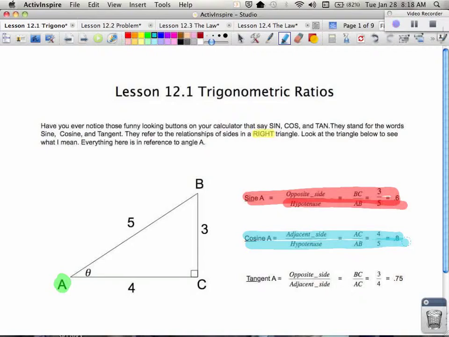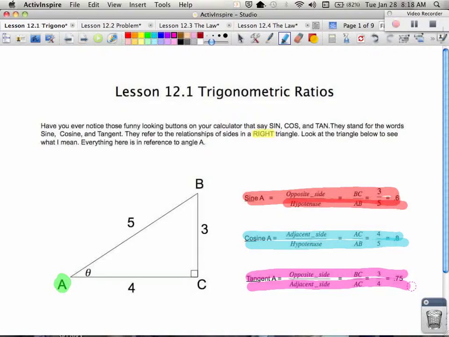The final trig ratio that we're going to talk about in this unit is the tangent. The tangent of an angle is defined as the opposite side divided by the adjacent side. So the side opposite to angle A is 3, and the side that's adjacent to angle A is 4. So you would write it as 3/4, or again, you could use a decimal and write down 0.75.